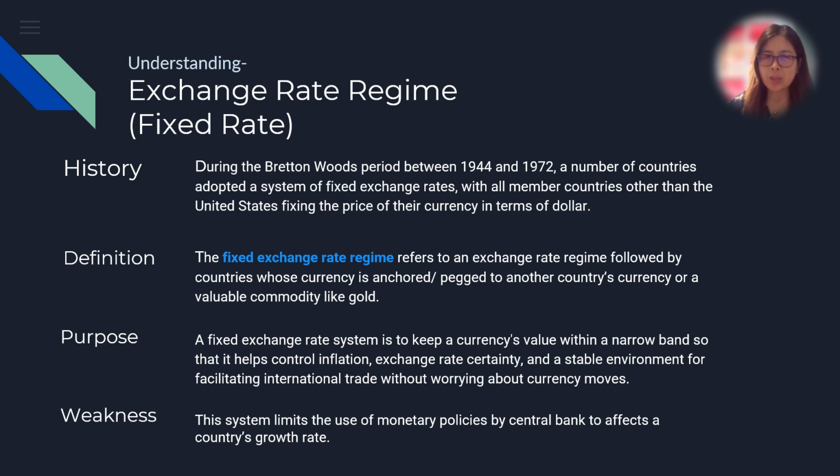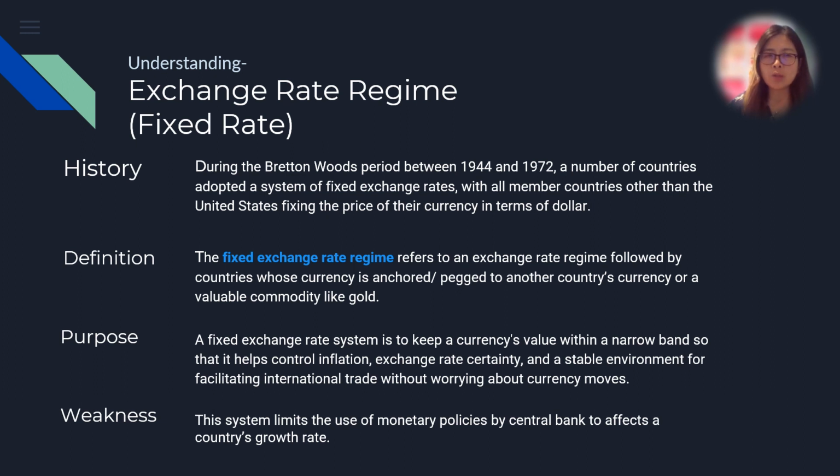Everything has its history, and same goes for exchange rate regime. During the Bretton Woods period between 1944 and 1972, a number of countries adopted a system of fixed exchange rates, with all member countries other than the United States fixing the price of their currency in terms of dollar. In definition, the fixed exchange rate regime refers to an exchange rate regime followed by countries whose currency is anchored or pegged to another country's currency or a valuable commodity like gold.